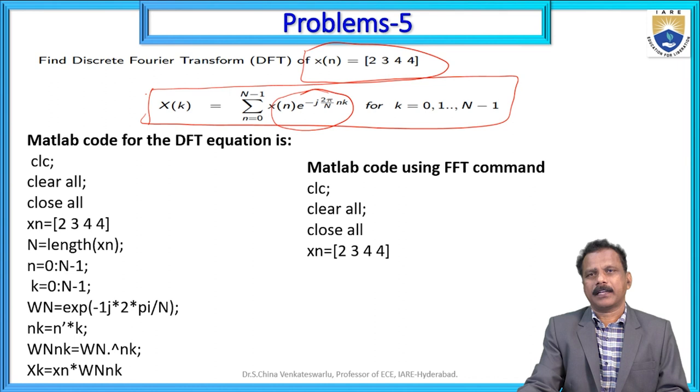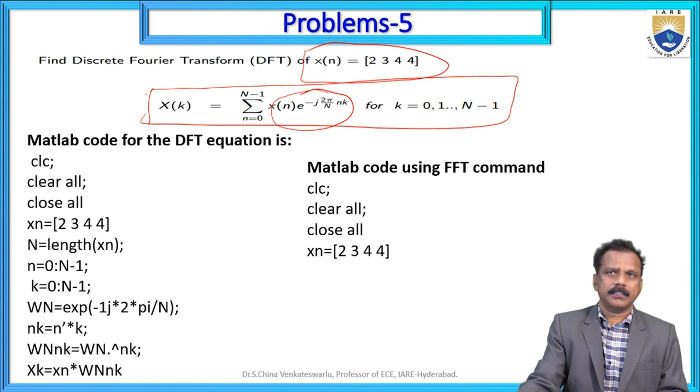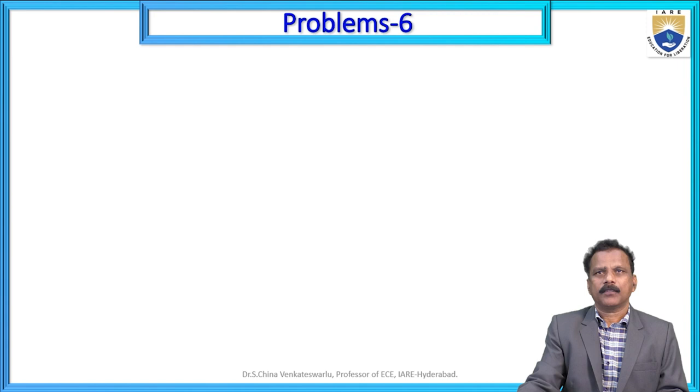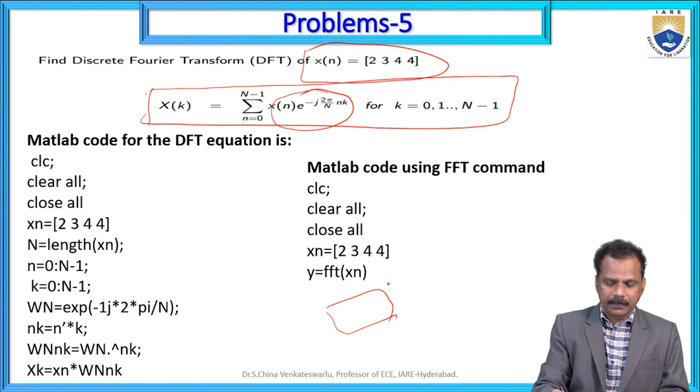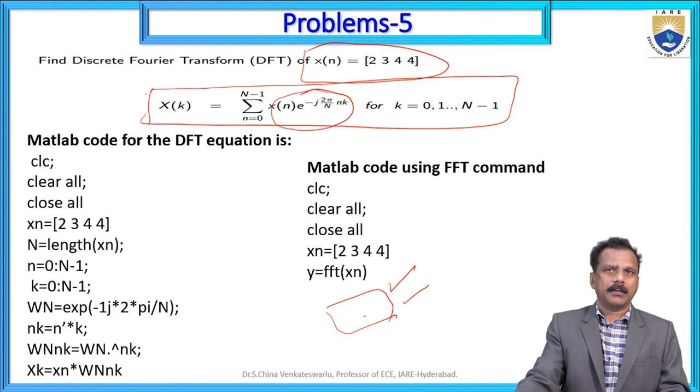x of n is equal to 2, 3, 4, 4, because it is given, DFT of x of n is 2, 3, 4, 4. Y is equal to FFT of x of n. Like this, we will expect an efficient computation, theoretical and practical. So we will verify by using all this software. Next we will verify practically after this manual operation.